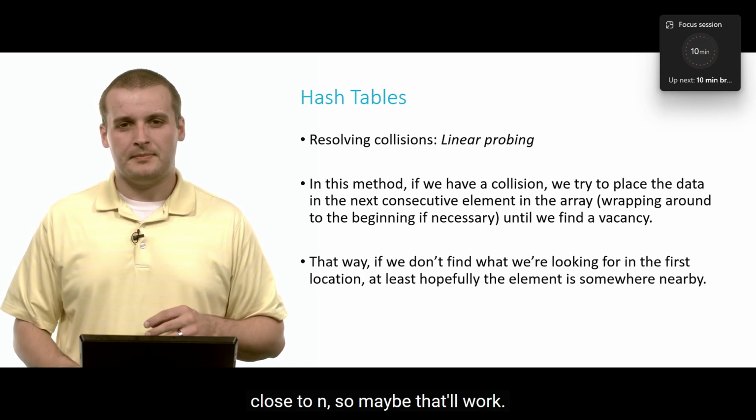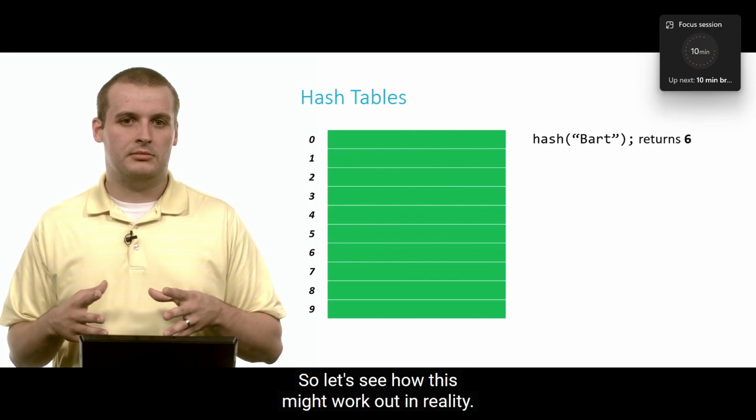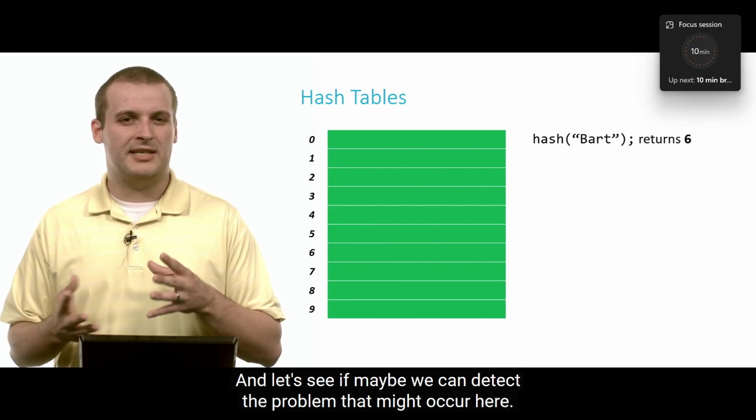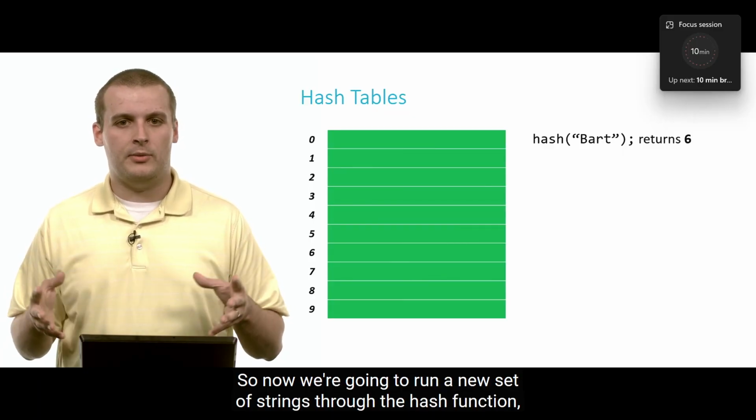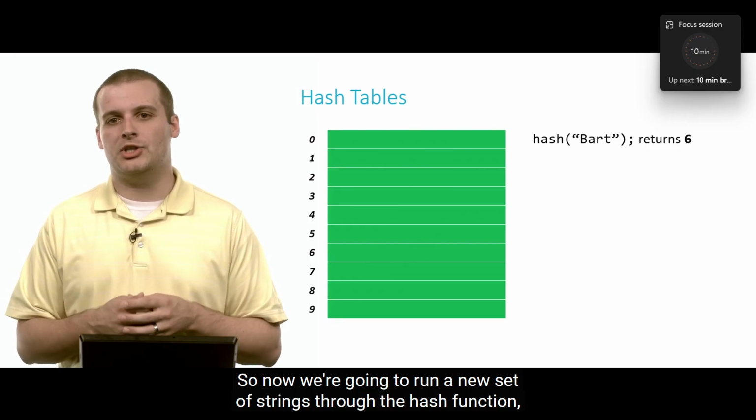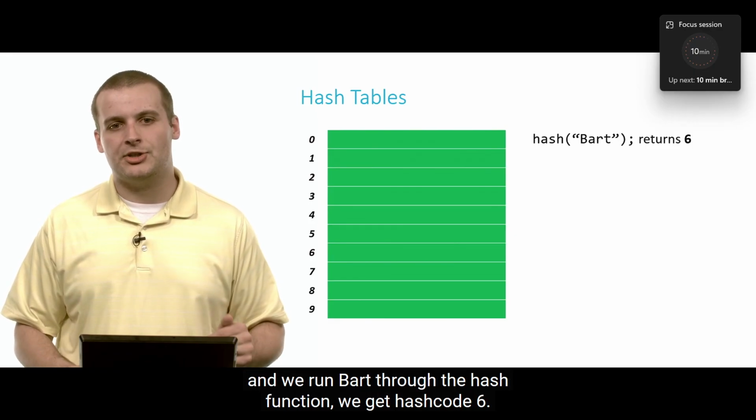So maybe that'll work. So let's see how this might work out in reality, and let's see if maybe we can detect the problem that might occur here. Let's say we hash Bart. So now we're going to run a new set of strings through the hash function. And we run Bart through the hash function. We get hash code 6.